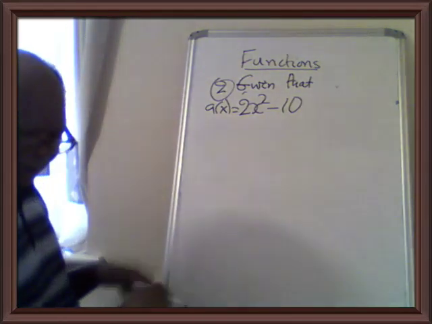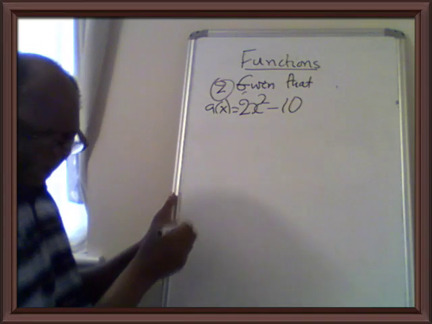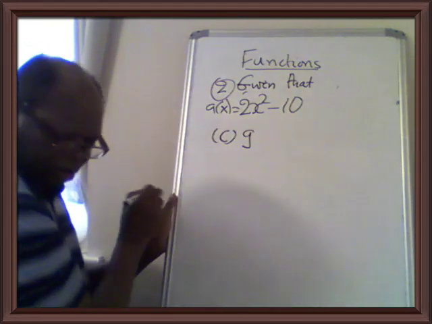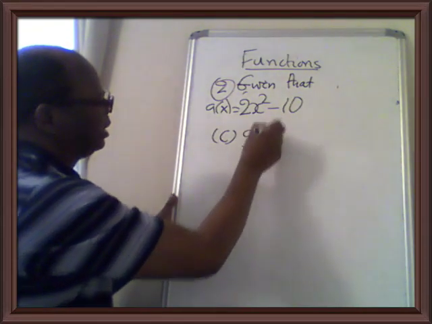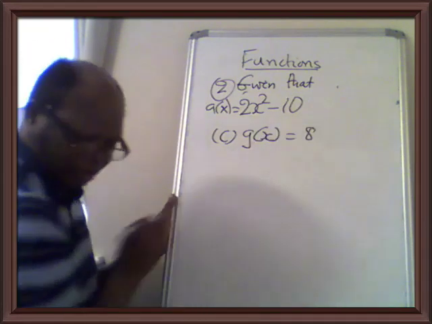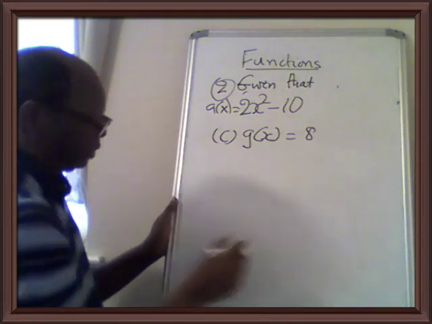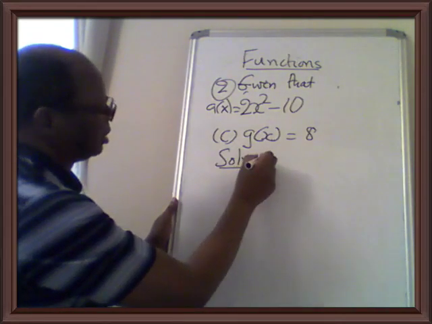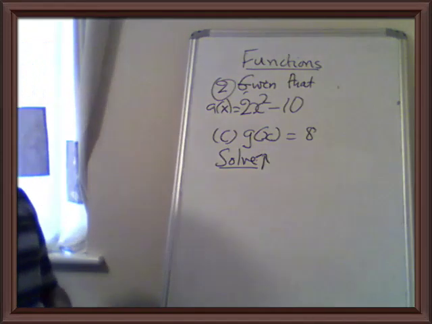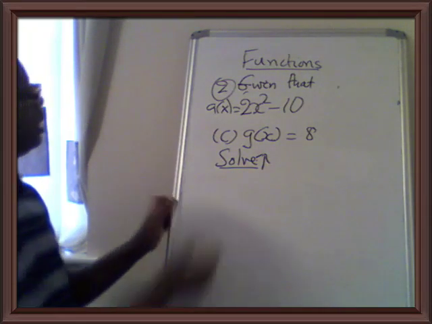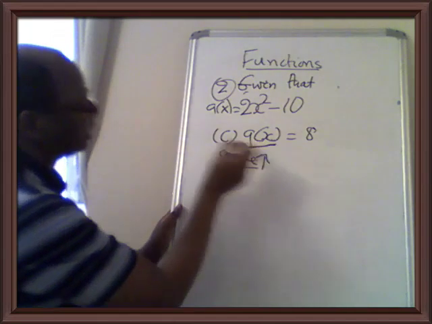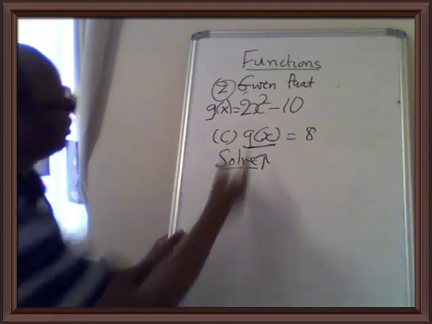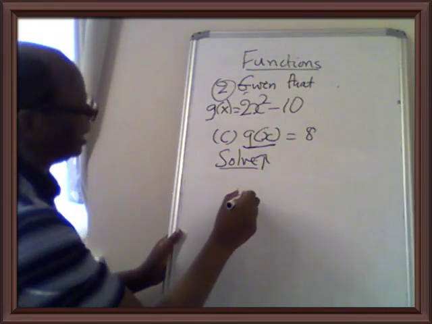C says find g of x equals 8. So it says solve g of x equals 8. What I need to do is look at what g of x is, so go back to the top there. What is g of x? g of x is 2x squared minus 10.